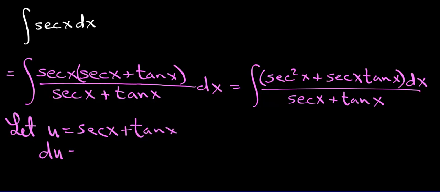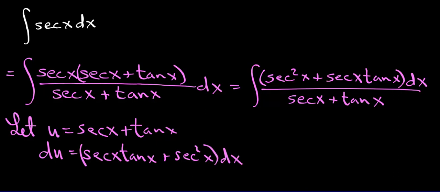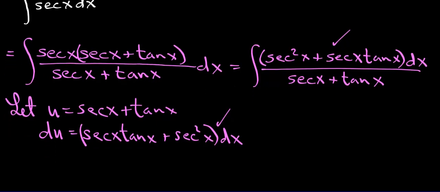Then du is the derivative of that. The derivative of secant is secant x tan x, and the derivative of tangent is secant squared x. Okay? So there's what I have. Now, notice that this is exactly the top up here. So I did that little trick, multiplied the top and the bottom by secant x plus tan x. Then I used substitution, and now look at what this integral becomes.